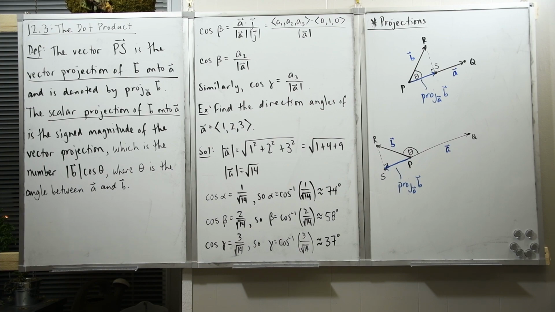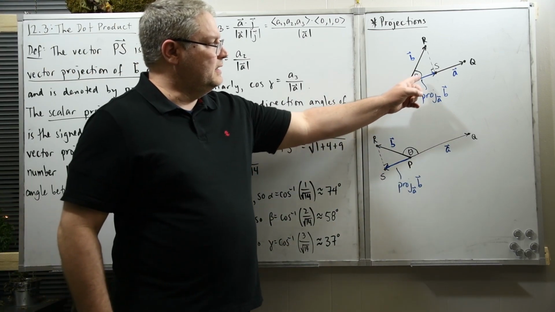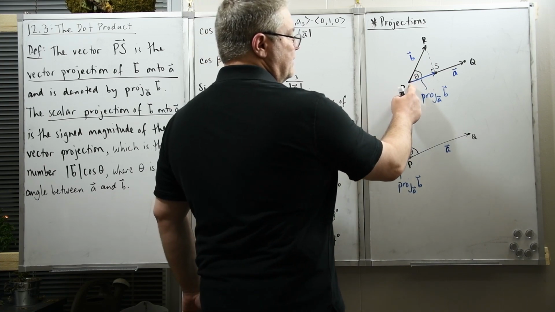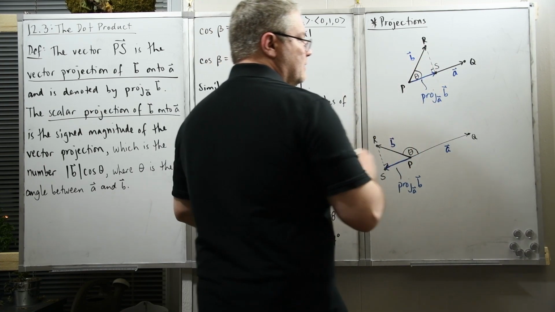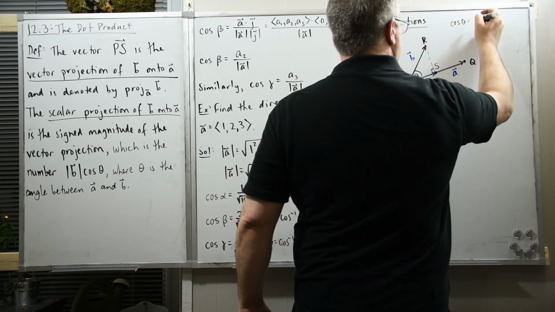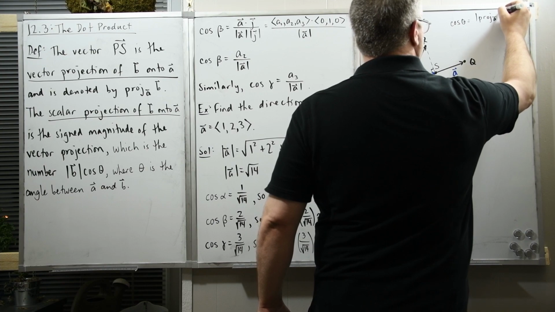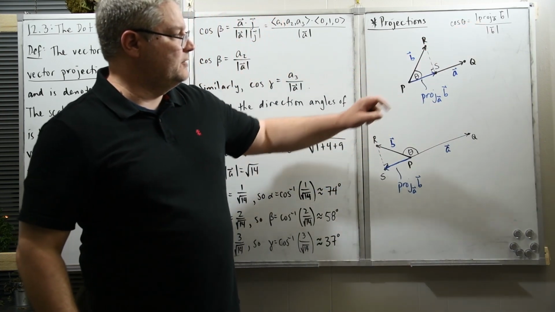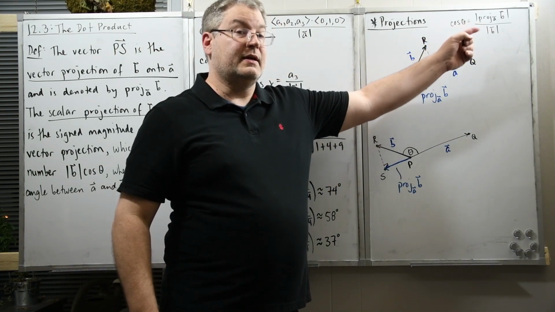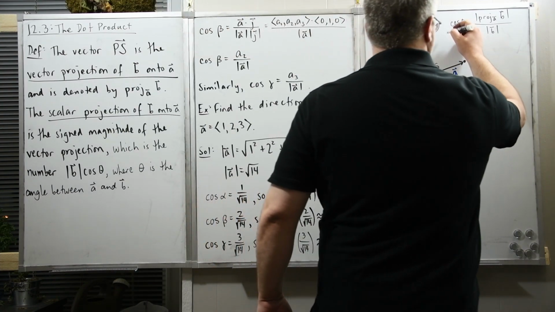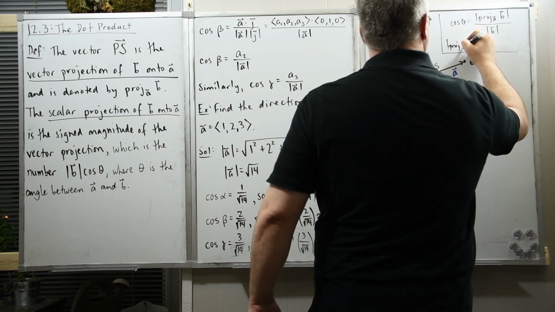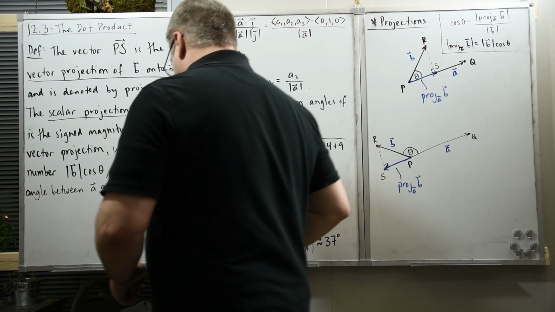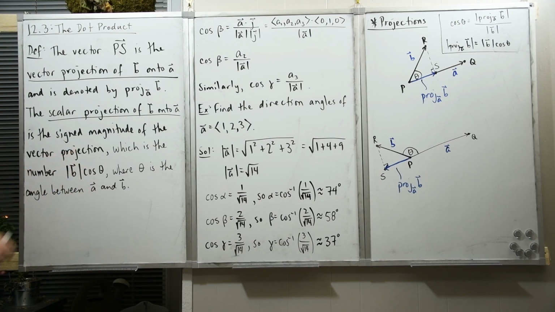Now, as far as the magnitude of the projection vector goes in this top diagram, let's just keep in mind that the cosine of theta is going to be the magnitude of that vector over the magnitude of B. So cosine theta is the magnitude of the projection of B onto A over the magnitude of B. And so if we take a look at the magnitude of the projection of B onto A, we can get that simply by multiplying both sides of this equation by the magnitude of B. So we would have the magnitude of the projection of B onto A is equal to magnitude of B cosine theta, which is exactly what we're seeing here.